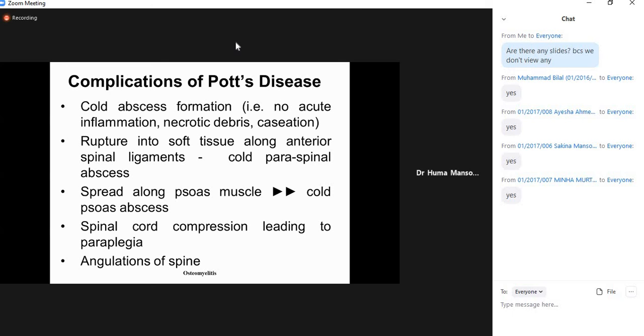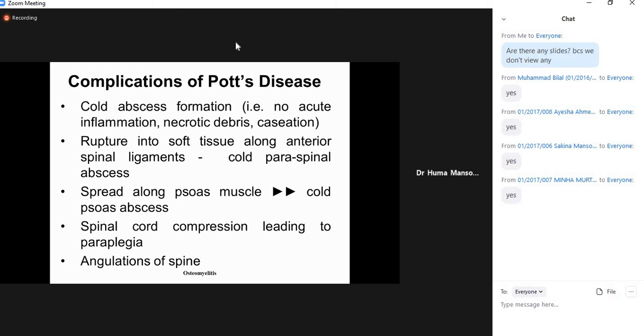Then there is rupture into the soft tissue along the anterior spinal ligaments, which may cause a paraspinal abscess. Then it can spread along the psoas muscle and cause a psoas abscess. And it may cause cord compression. The spine may put pressure on the spinal cord because of all the abscesses.